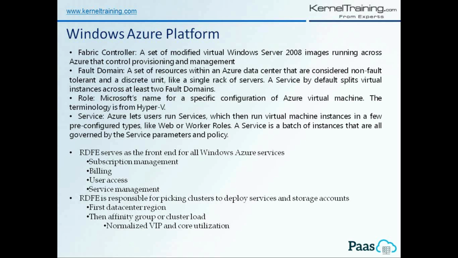And next one is a fault domain. The fault domain is a set of resources within your Azure data center that are considered a non-fault-tolerant, discrete unit, like a single rack of servers. So here a service by default spreads its virtual instances across two fault domains. Once you create a domain in a data center for a particular URL, using this URL you are able to split your virtual instances across your fault domains.